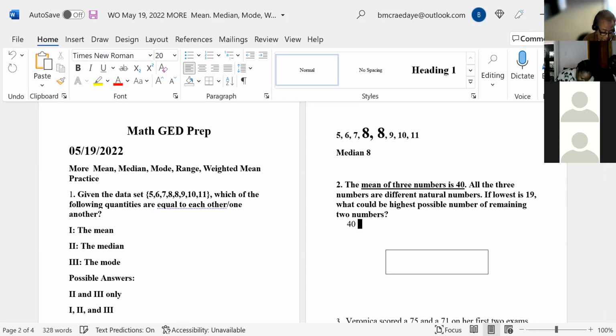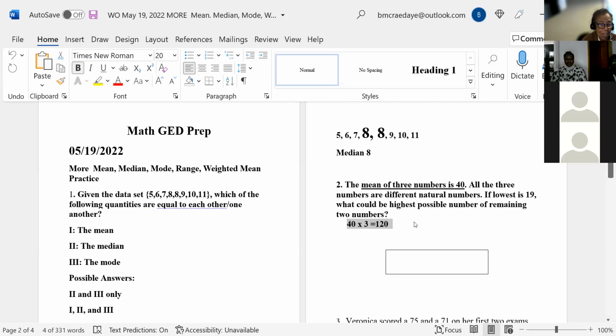40 times 3 equals 120. Because that's how you got the mean. You divided 120 by 3 and got the 40, right? Yes. So that's your first step.